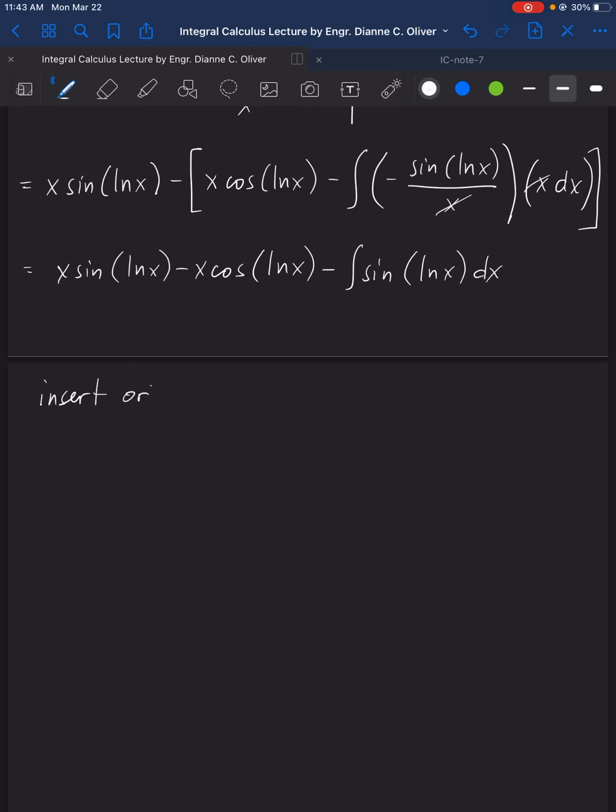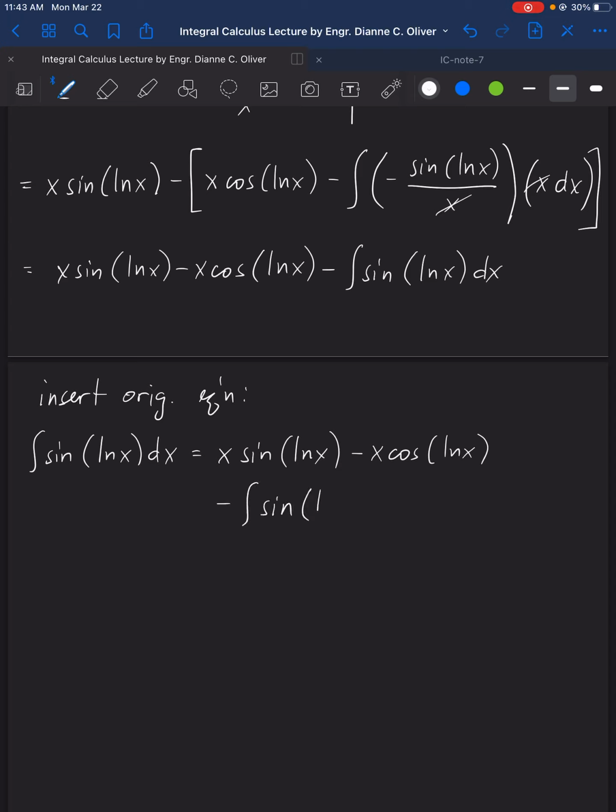So insert the original equation, which is the integral of sine ln of x dx is equal to, copy this, x sine of ln of x minus x cosine ln x minus the integral of sine ln x dx. Then we have here 1. Then if we transpose this to the left side, it will become positive 1. So what happens? We have here 2 times the integral of sine ln x dx equal to x sine of ln of x minus x cosine ln of x.